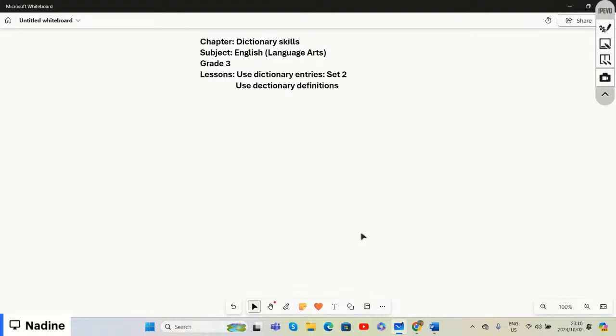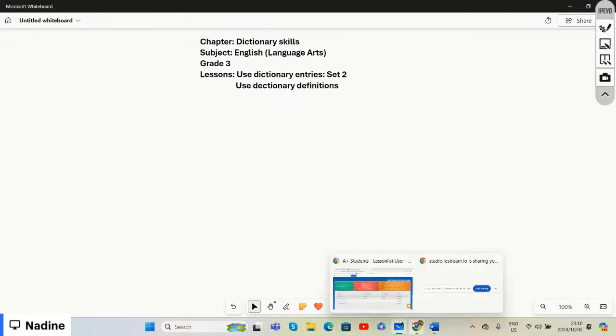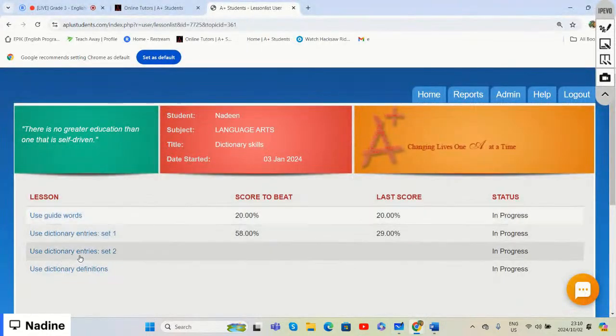And when it comes to using dictionary entries, we're going to see if we can identify the word that is given, the pronunciation, the meanings, whether it is the first, second, or third meaning, the example given, and the part of speech. And that is how we can use dictionary entries. So now let's go to aplusstudents.ca. We're going to use dictionary entries set 2.